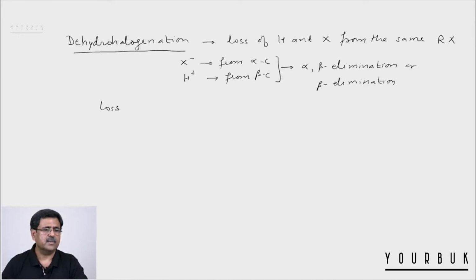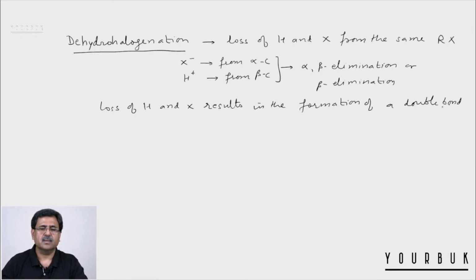So loss of H and X results in the formation of a double bond between alpha and beta carbon atom.